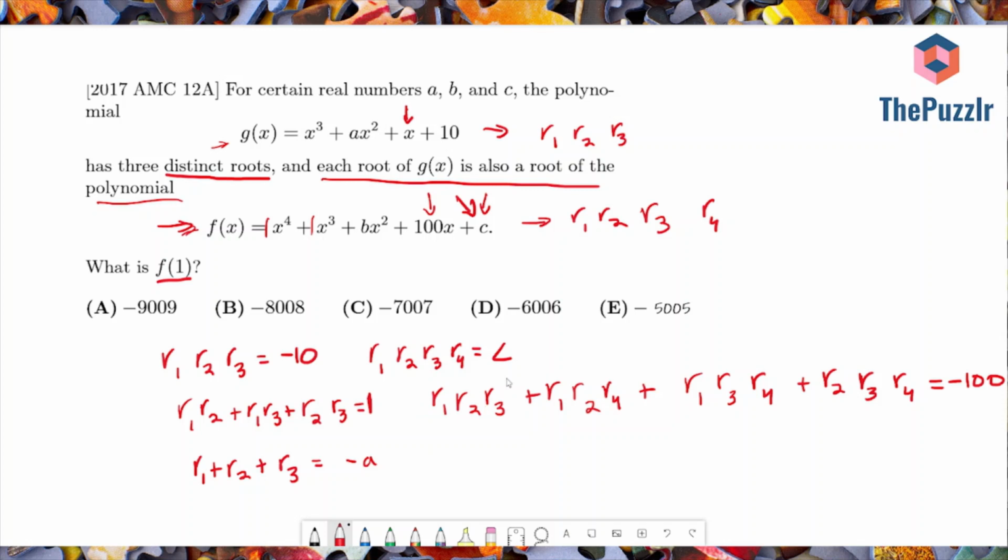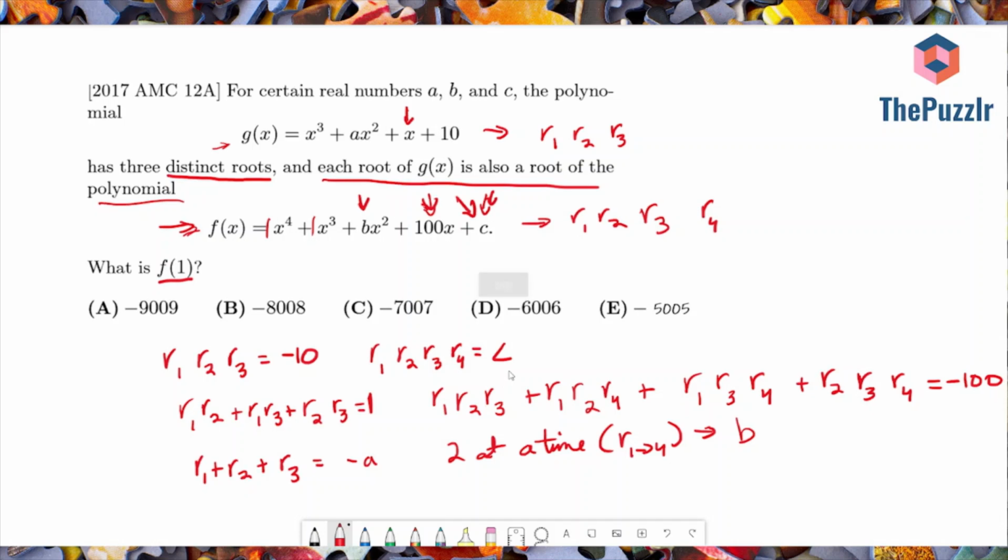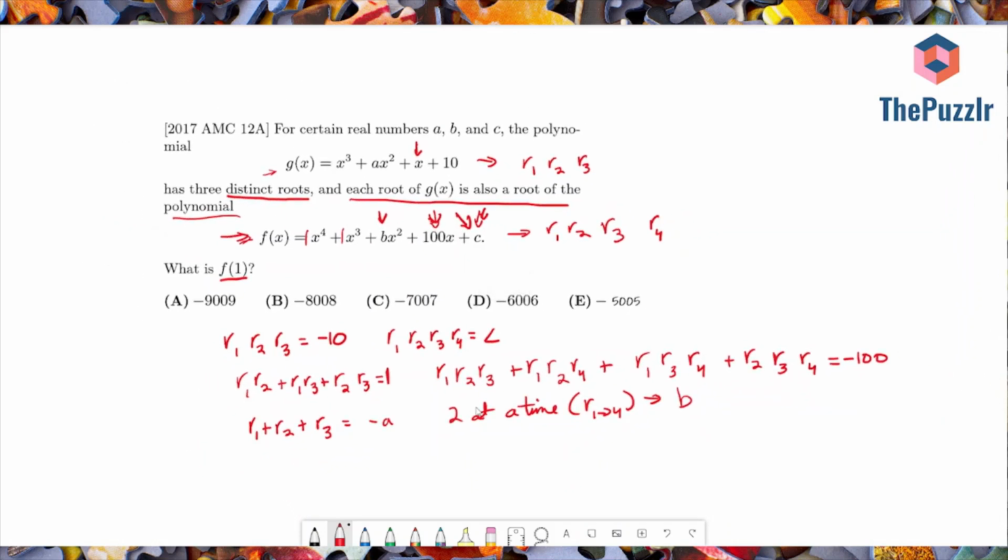Next, we know that the sum taken 4 at a time, 3 at a time, and 2 at a time from r1 to r4 is going to give us b. You don't have to write down all of them because we sort of know what it means. And then the sum of the roots individually is going to equal r1 plus r2 plus r3 plus r4, and that's going to equal negative 1.